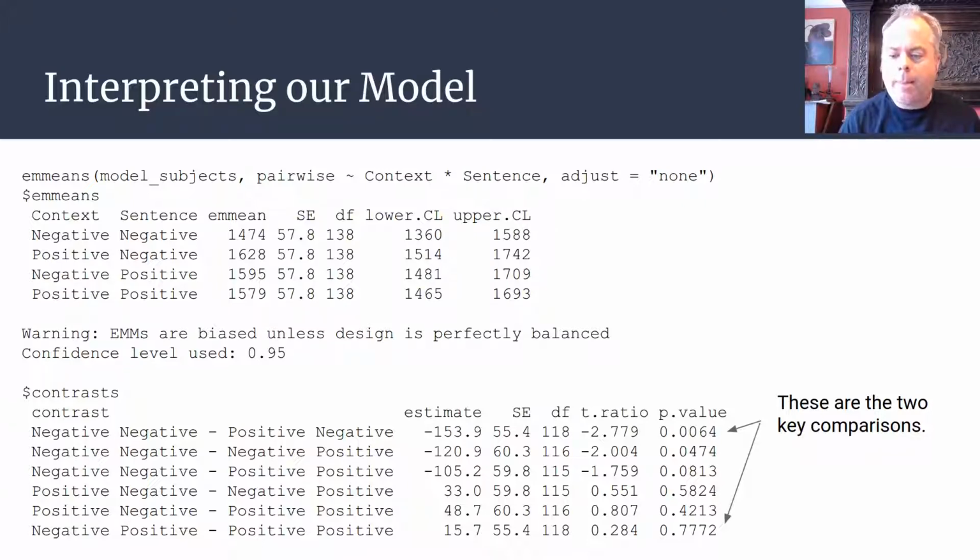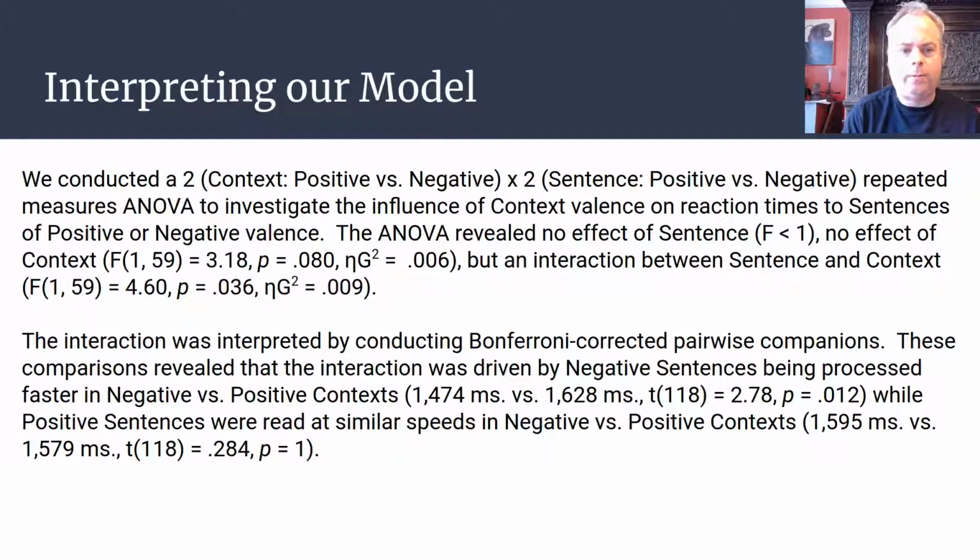Okay, so that basically means that we've got an interaction effect that's being driven by negative sentences being read more quickly following negative contexts relative to positive contexts, whereas positive sentences are read at the same speed regardless of whether or not they're preceded by a negative or positive context. So we'd interpret and write up our model something like this.